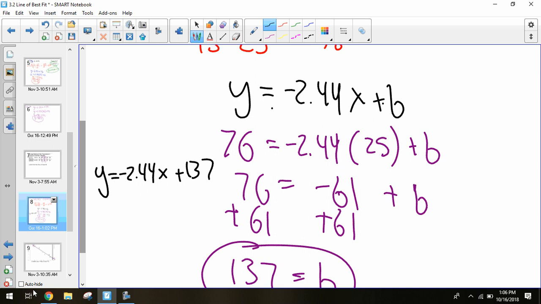None of this is going to be perfect. None of this is going to be exact. They're all estimations, so don't freak out if the person sitting next to you gets something different. You should be close to each other. You should have the same idea of what the slope is. You should have a similar y-intercept. They won't be exactly the same, but they should be roughly close. So if you got a negative number between 1 and 3, then you probably have the right idea.